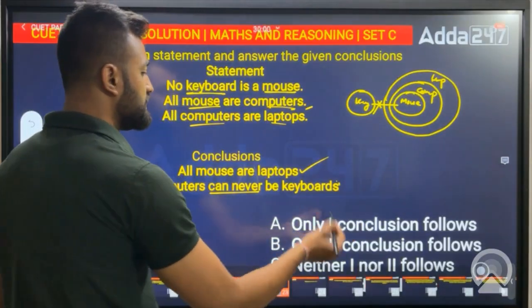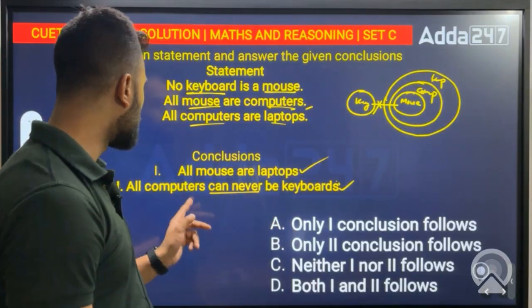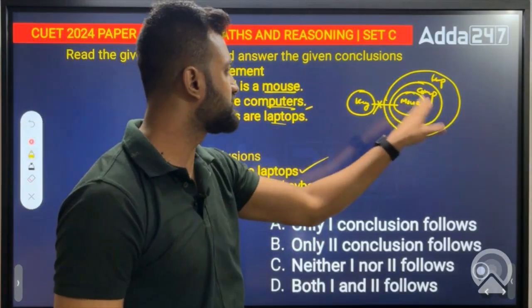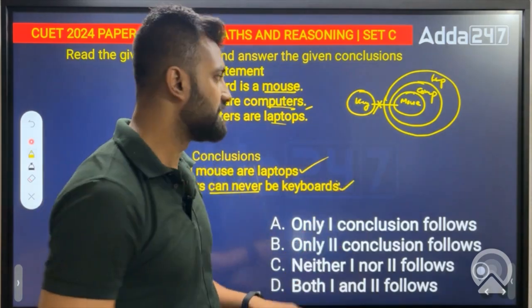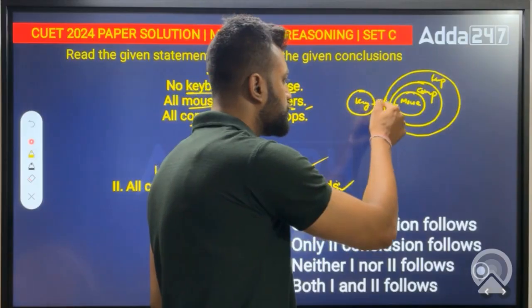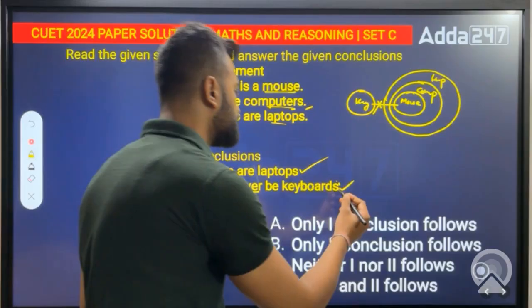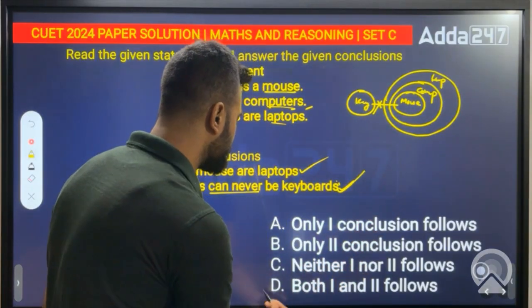So this is correct. He's saying the same thing, sir, that all computers can never be keyboard. He's saying it right, isn't he? Yes, sir. All computers can never be keyboard. Why? Because I have given the reason. There is a no entry, so this computer cannot go there. And this is what he's saying. So this is also correct. So here both the conclusions are correct. Both 1 and 2 are true.